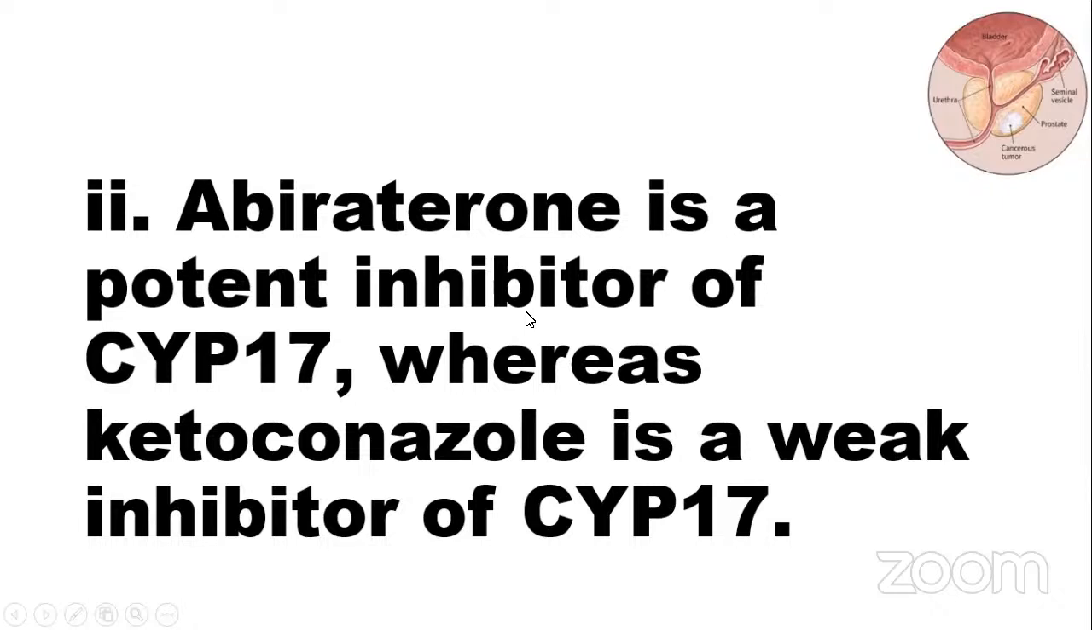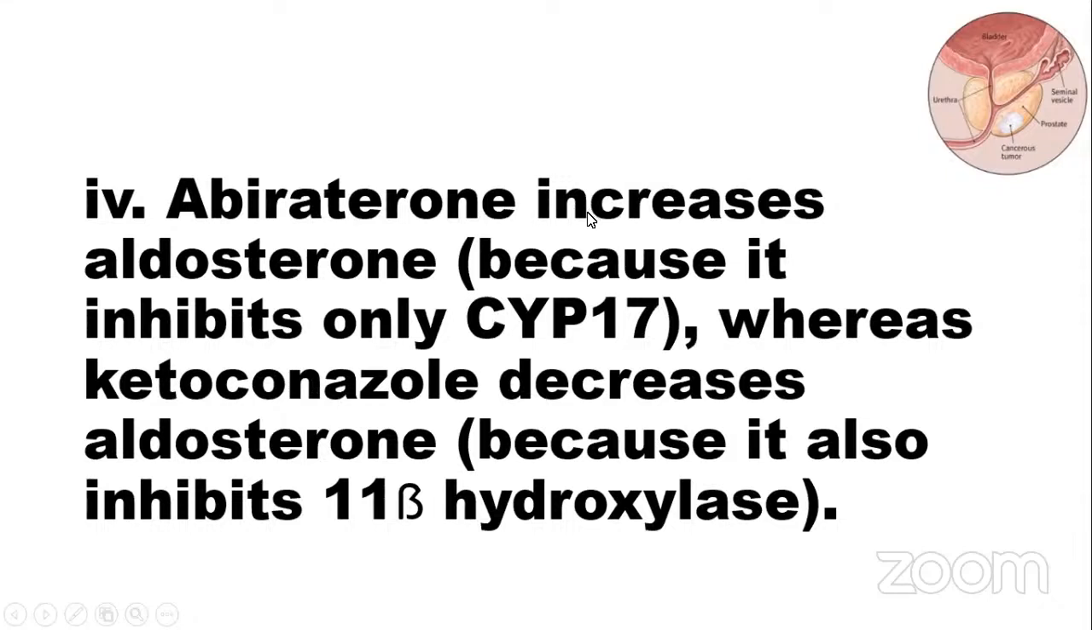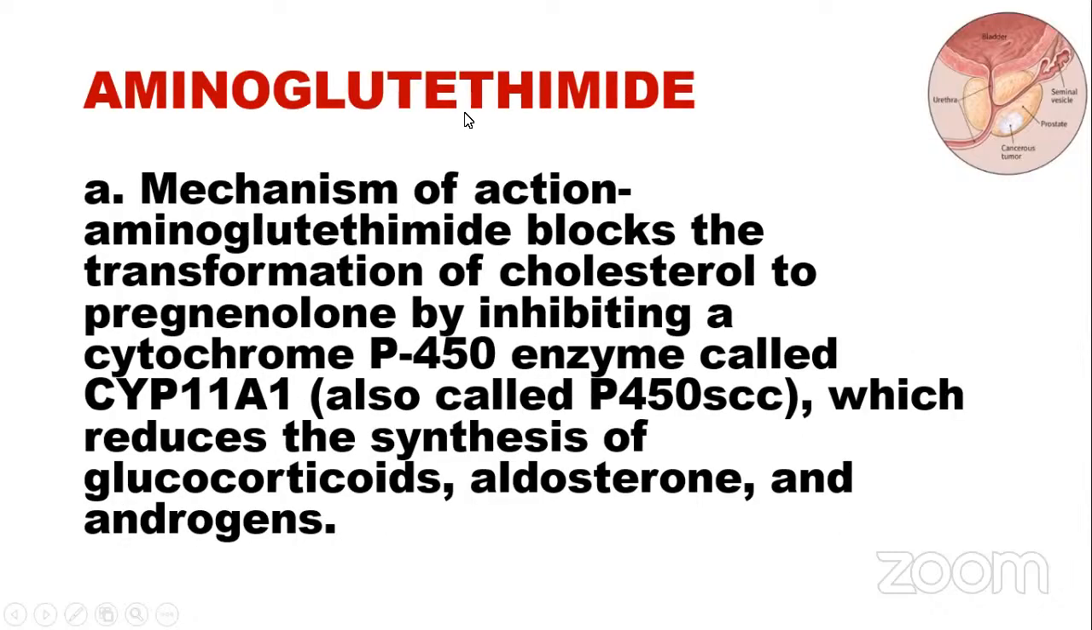Abiraterone is a potent inhibitor, but ketoconazole is a weak inhibitor of CYP17. Abiraterone is an irreversible inhibitor, but ketoconazole is a reversible competitive inhibitor. Abiraterone increases aldosterone because it inhibits only CYP17, while ketoconazole decreases aldosterone because it also inhibits 11 beta hydroxylase. We come to aminoglutethimide.